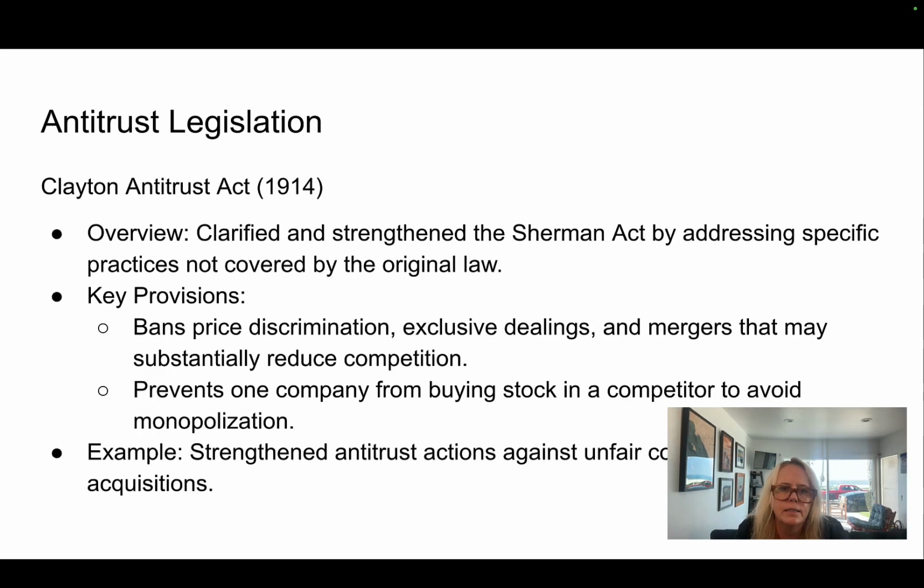The Clayton Antitrust Act of 1914 strengthened the Sherman Act by addressing key practices that were not covered in the original law, such as price discrimination, exclusive dealings, and mergers that substantially reduce competition. The Clayton Act prohibited one company from buying stock in a competitor in order to avoid monopolization. So it strengthened antitrust actions against unfair corporate mergers and acquisitions.